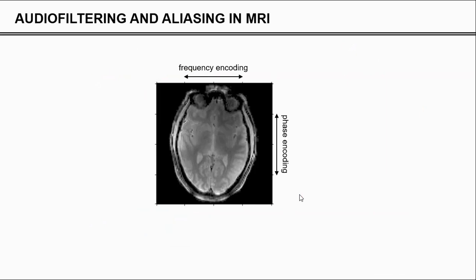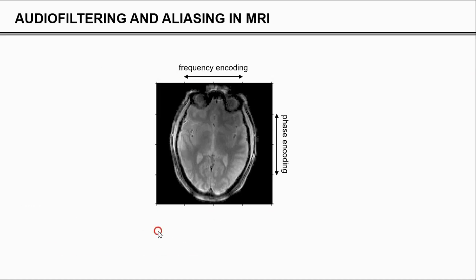A lot of viewers may be more familiar with MRI, and these effects can also be observed in MRI as well. Let's say we have an image sampled over the full field of view. This is the frequency encoding direction, and this is the phase encoding direction. For those of you who are not familiar with these terms, they will be discussed in a future lecture.